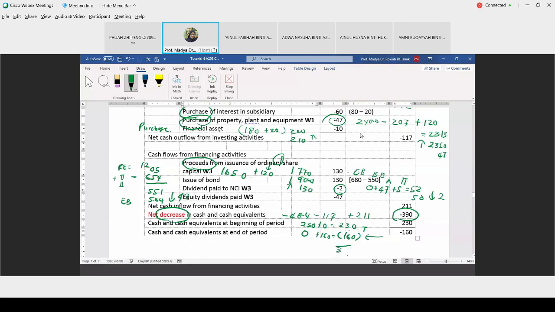This one is just a check, to see whether your answer here is the same as the net decrease in cash and cash equivalents, which should equal the difference between the beginning balance and the ending balance. The beginning balance is 230 positive, but the ending balance is 160 negative, which means your net decrease in cash here will be 390. So when you add item number 1, item number 2 and item number 3, it should be a decrease of 390. Okay, so that is what you have for question 1.